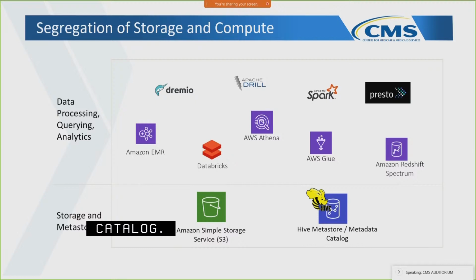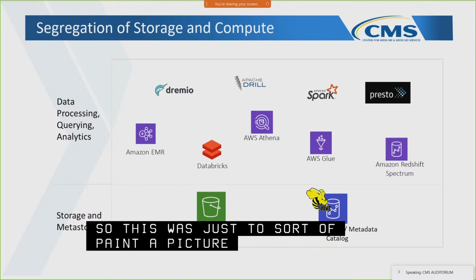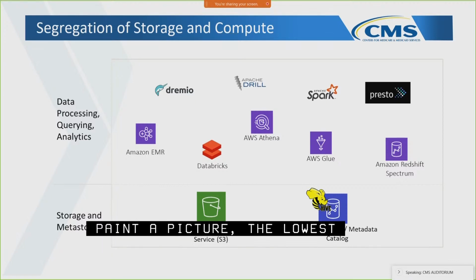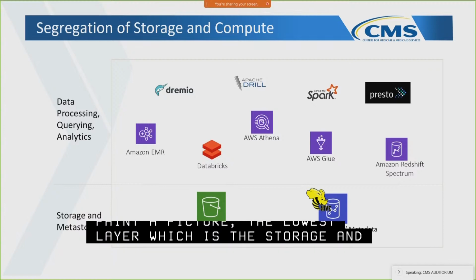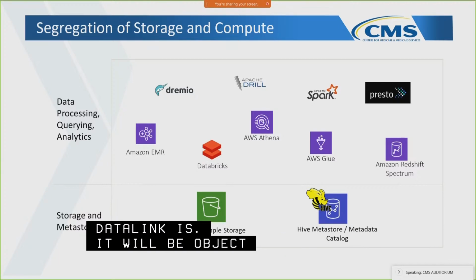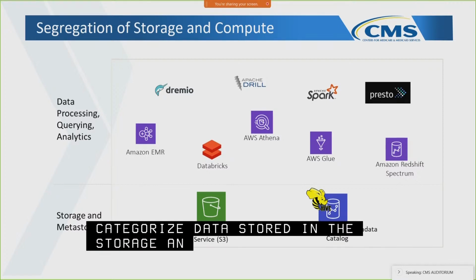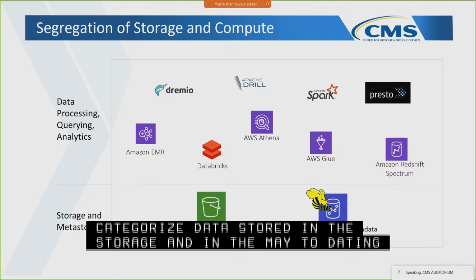So this is just to paint a picture. The lowest layer, which is the storage and metastore, is what the data lake is. It's basically object storage with all of the partitioned, cataloged, categorized data stored in the object storage, and the metadata catalog having all of the metadata information about the data lake.